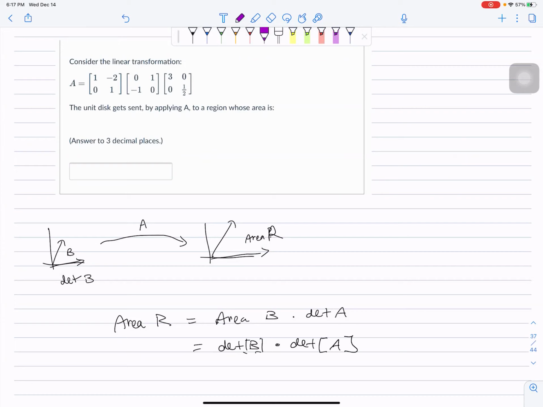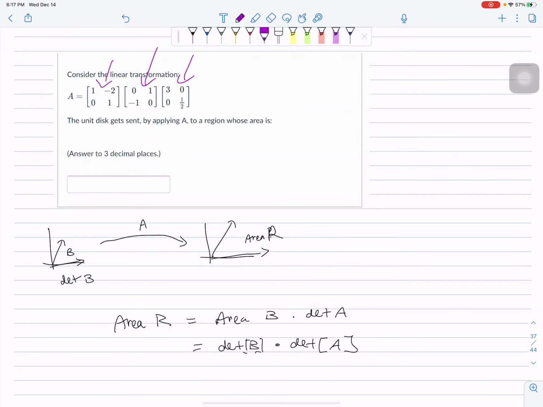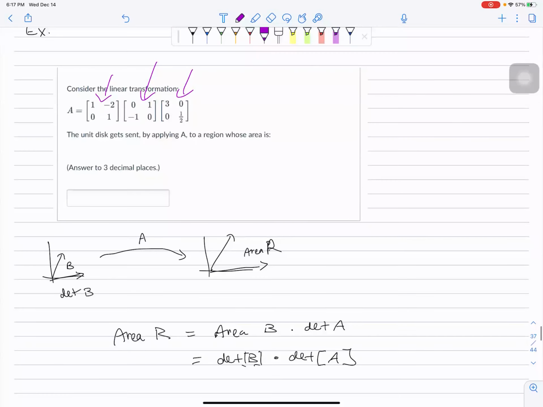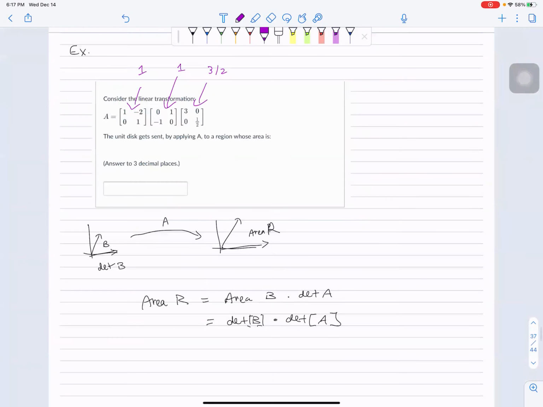How can I get the determinant of A? I don't want to actually multiply all three of these matrices because that's a lot of work. Instead, I can take the determinant of each one separately and multiply them. So the determinant of the first one is 1. Determinant of the second matrix is 0 minus -1, still 1. Determinant of the last matrix is 3/2. So determinant of A in total is 1 times 1 times 3/2, or 3/2.